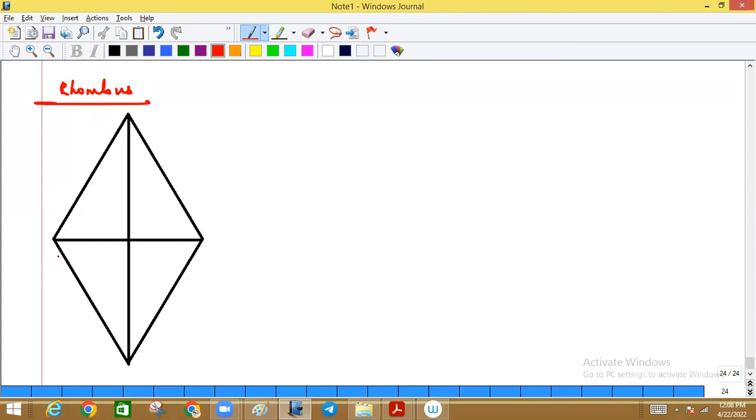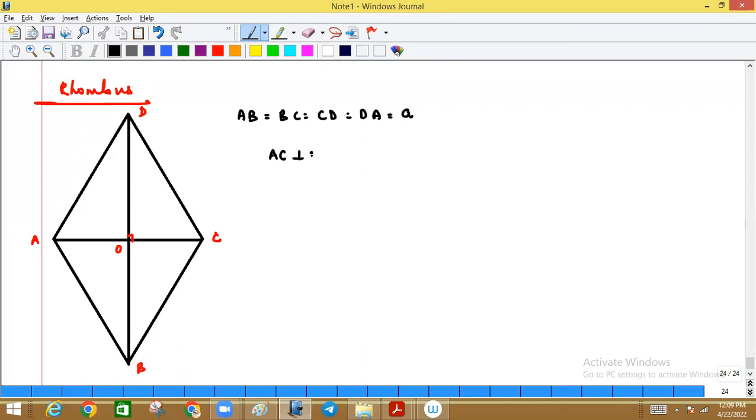Okay. Now, sides are equal, therefore diagonals are perpendicular. AB is equal to BC is equal to CD is equal to DA is equal to A.